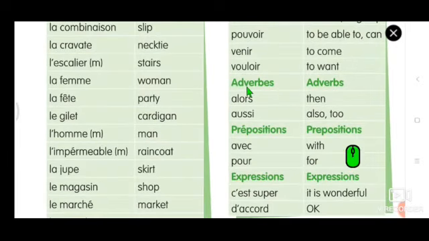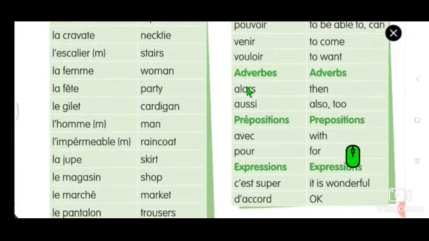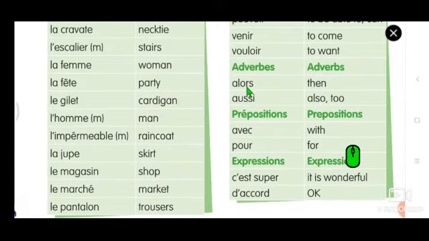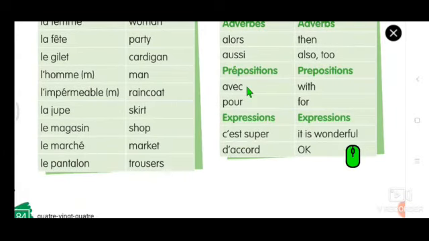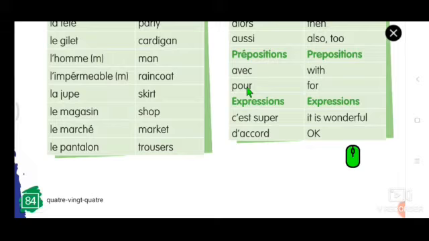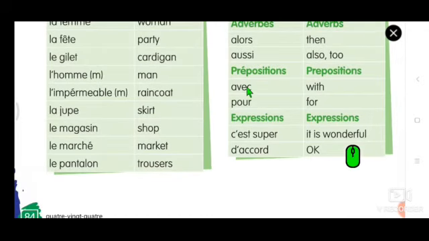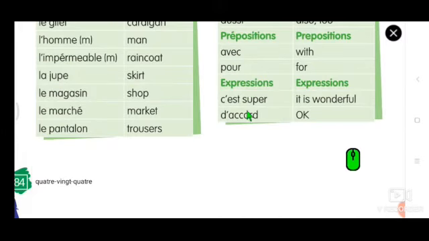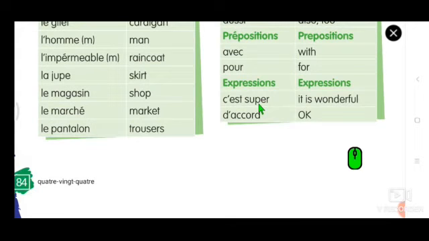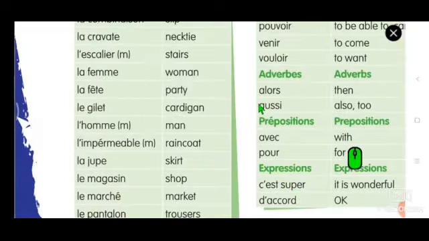Adverbs: alors, aussi. Prepositions: avec, pour. Expression: c'est super, d'accord.